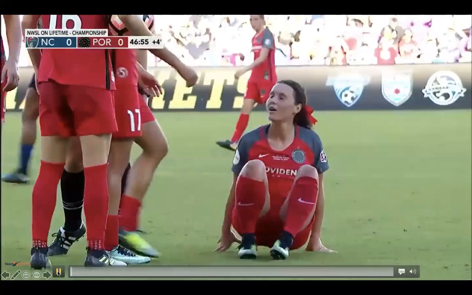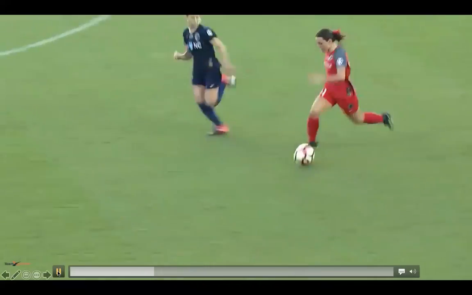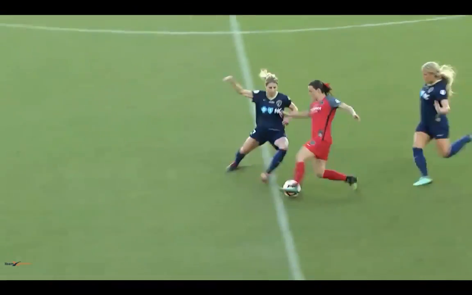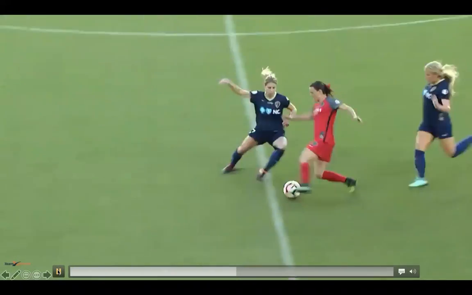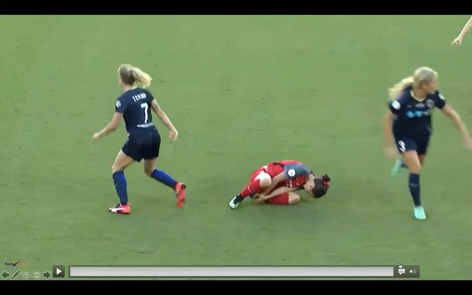Another example. Here we'll see recovery effort. It's all ball, and then after the fact, Grasso runs into her. One more time, and then I'll do it in slow motion for you with a freeze frame.